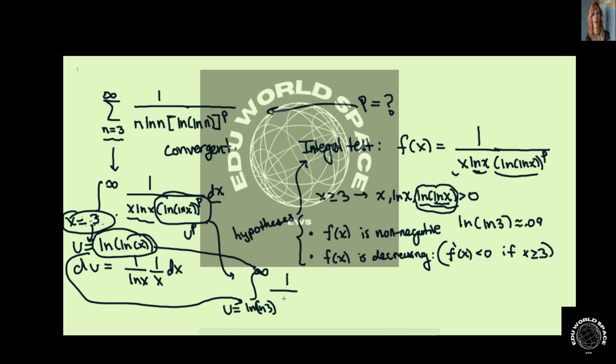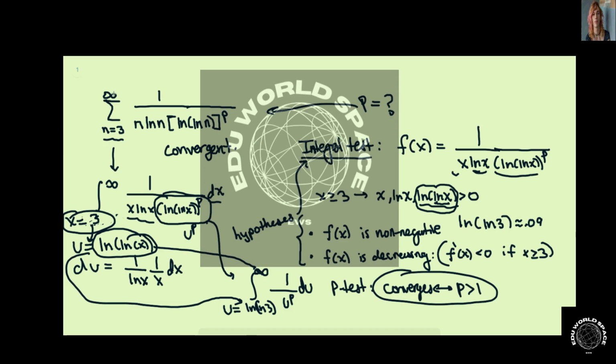So now we're just left over with 1 over u to the p, and by the p-test, this converges if and only if p is bigger than 1. So therefore, by the integral test, we conclude that our series converges if and only if p is larger than 1.